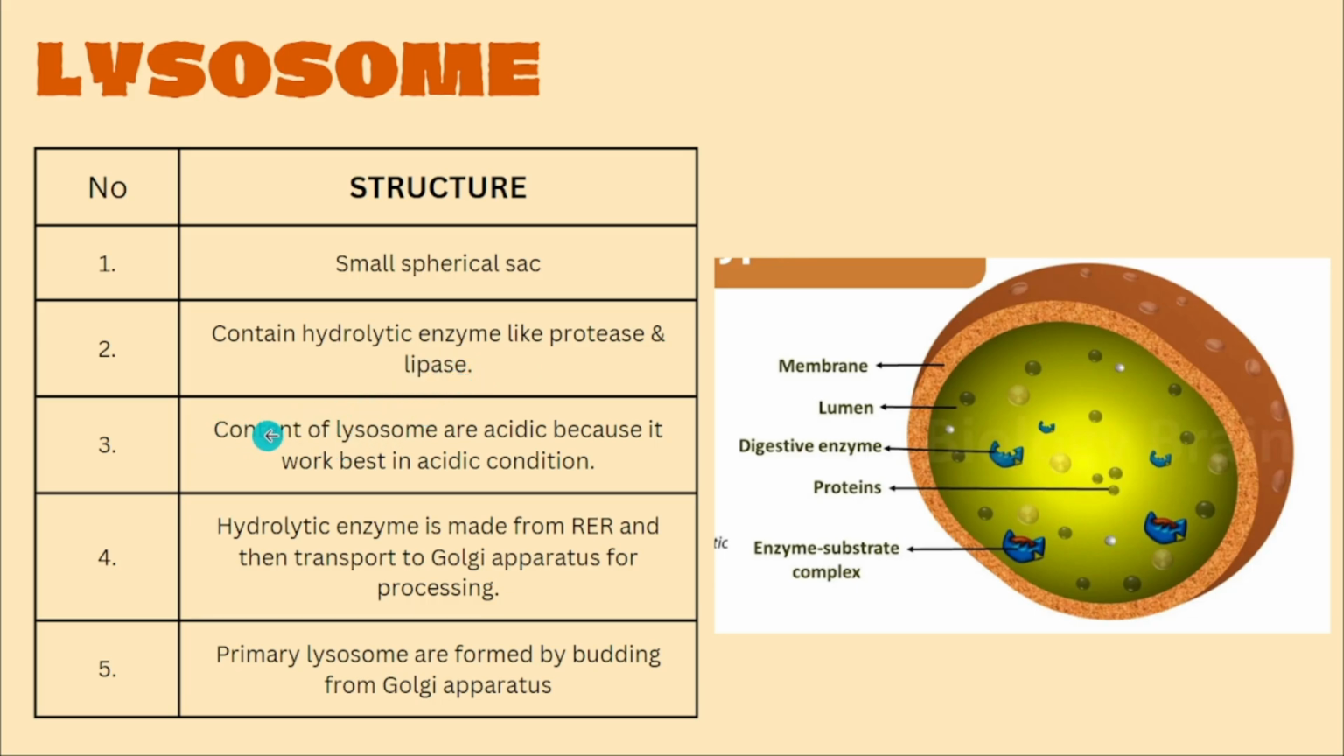The content of the lysosome is acidic, because it is based in acidic conditions. Your hydrolytic enzymes are made from the RER. Of course, why? Because enzymes are proteins, right? All the proteins are formed from the RER and then transported to the Golgi apparatus for processing. Then the primary lysosomes are formed by budding from the Golgi apparatus. This is what I just explained.